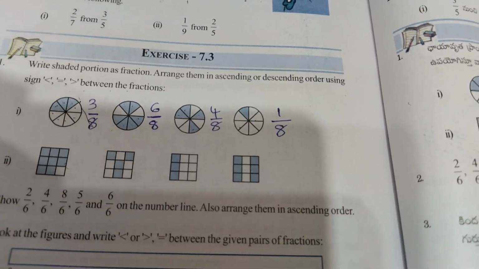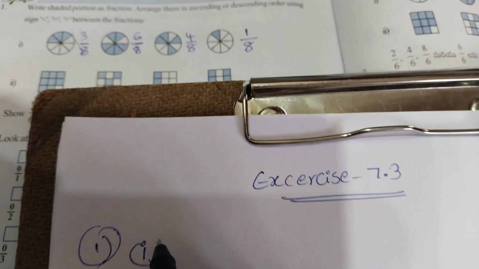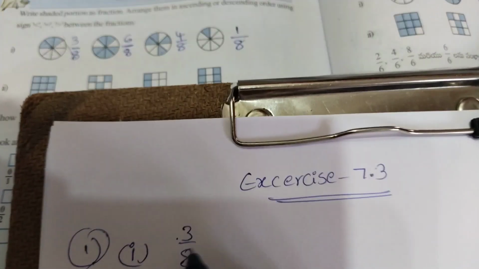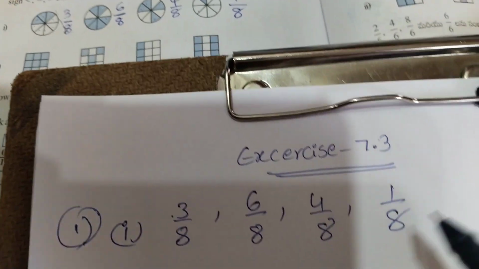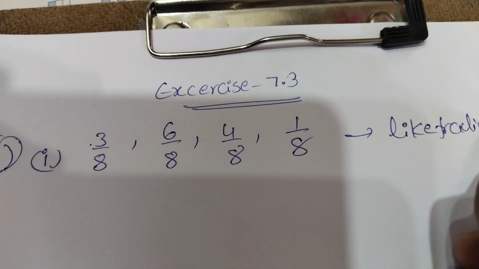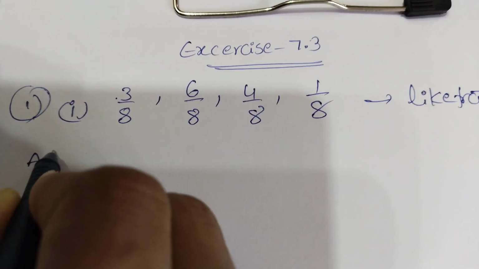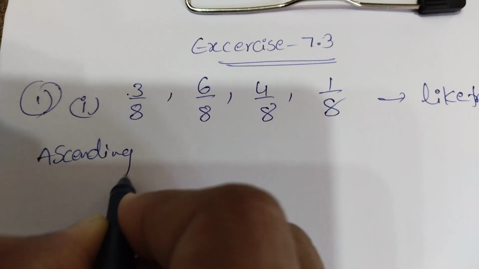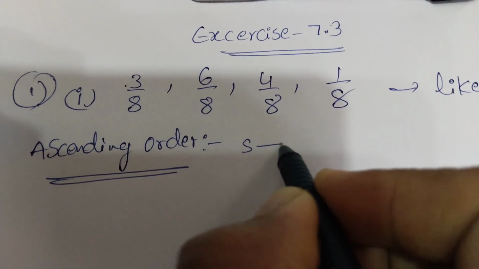So if we write the ascending order or descending order of the given fractions, coming to question 1, what we get: 3 by 8, 6 by 8, 4 by 8, 1 by 8. These all are like fractions. We are going to write ascending order first. Ascending order means smaller to bigger.